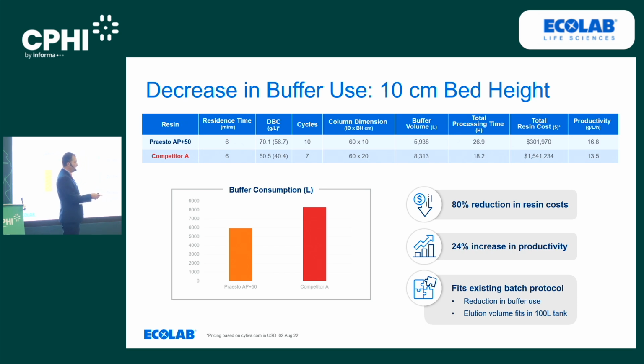When you're running less cycles, you're saving buffer. So we're talking about a reduction in buffer consumption of about 30%, okay? Then we're keeping the same reduction in the cost because we're still having the same column volume, but we're also having about 25% increase in the productivity, sorry. And still, we can feed the same process. Okay, let's do another tweak.